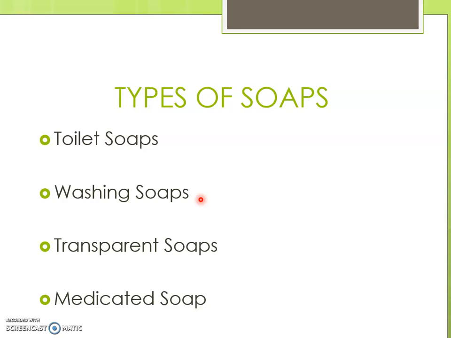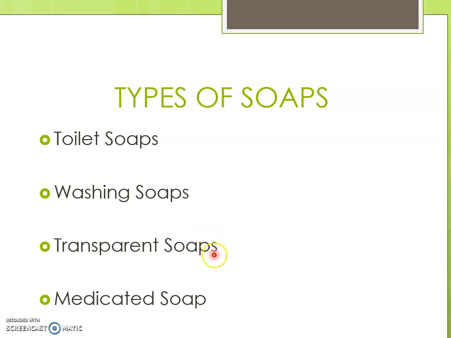Washing soap is cheaper compared to toilet soap, and toilet soap contains higher grade perfumes. Washing soap does not contain higher grade perfumes, and washing soap is applied to clean clothes. Toilet soaps are applied to our skin because they do not contain alkali, but washing soap contains free alkali, and it cannot be applied to skin. It will be harmful to our skin.